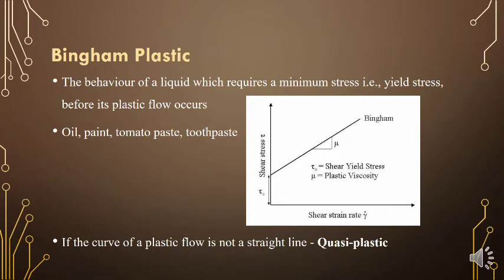If the curve of a plastic flow is not a straight line, then it is known as quasi-plastic. The slope of the curve is known as plastic viscosity, represented by mu, or in the equation, eta. Okay, clear?